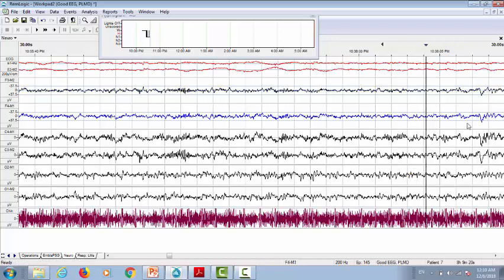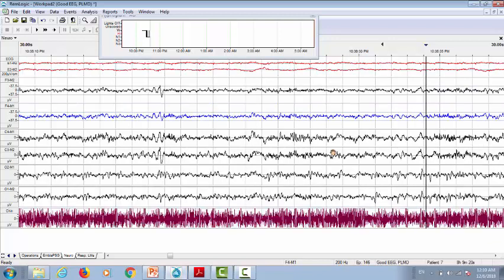So, as a result of the K-complex that is present at the end portion of this epoch, this will be an indication to score the next epoch as N2. So this epoch is N1, and the following epoch should be scored as N2.